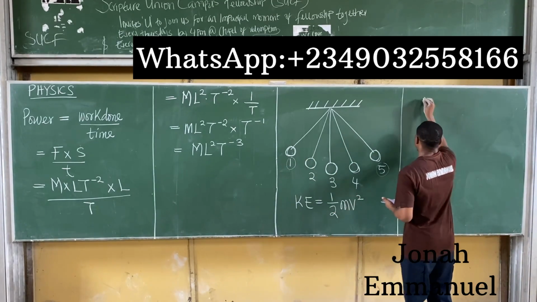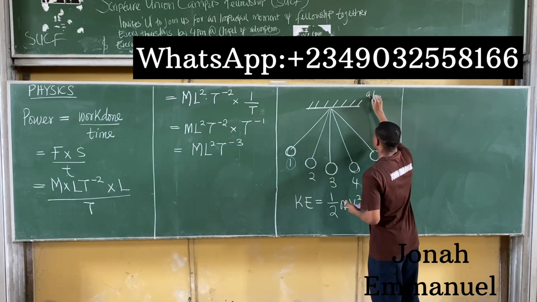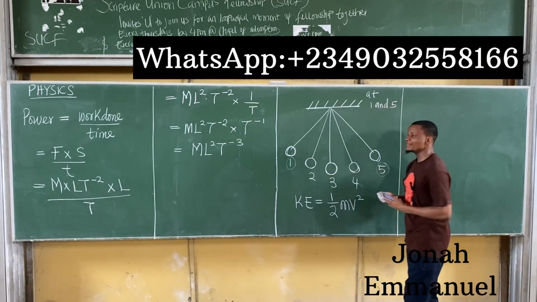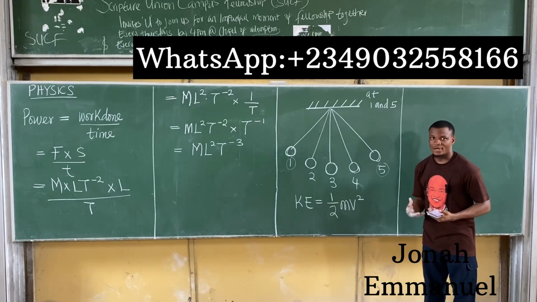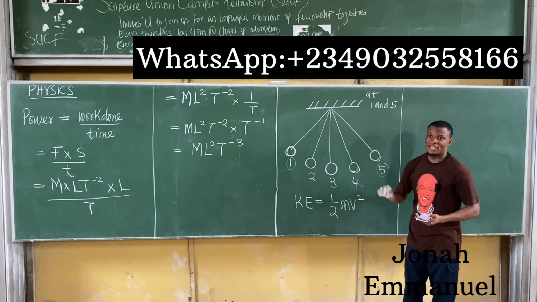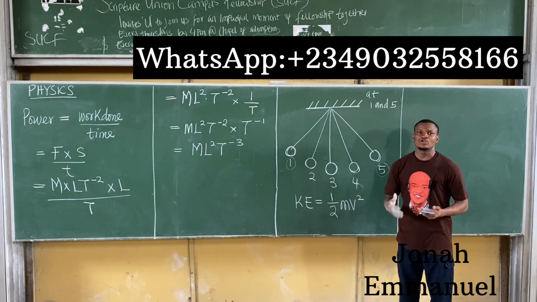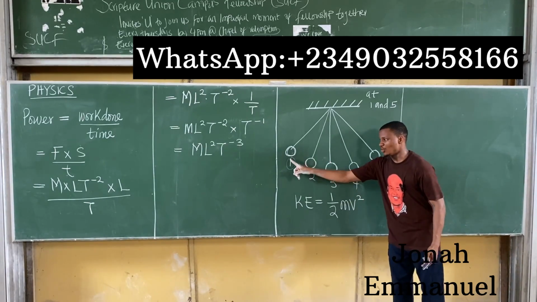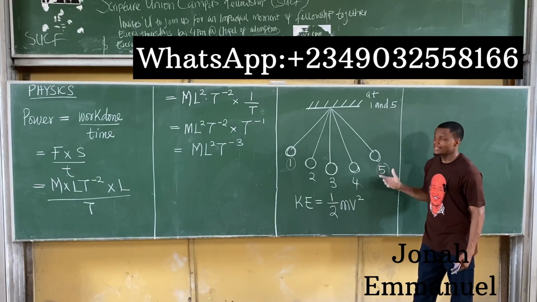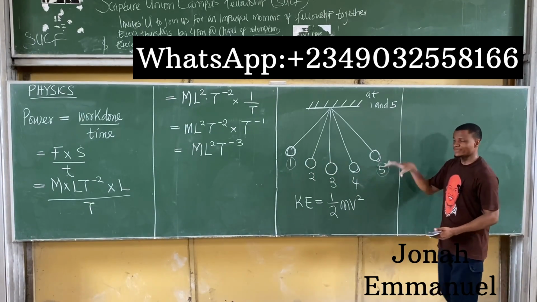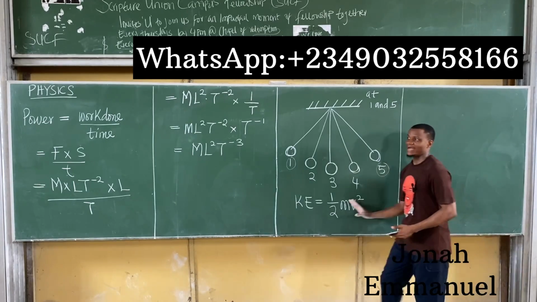So at position 1 and position 5, I have the minimum velocity, which is 0. It means that if this question asks you to find the point where your kinetic energy is minimum, the answer will be at position 1 and position 5. The reason being that at these 2 points, velocity is 0.